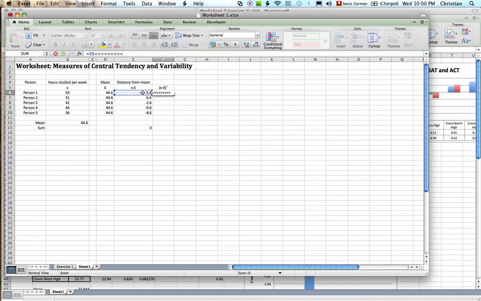So the E6 cell, times E6. So that's 5.4 times 5.4 is 29.16. And again, I can just drag this down and it copies the values, the format.